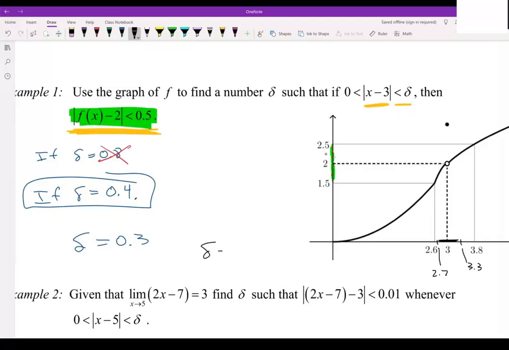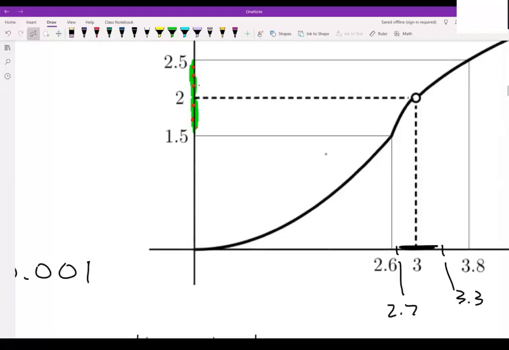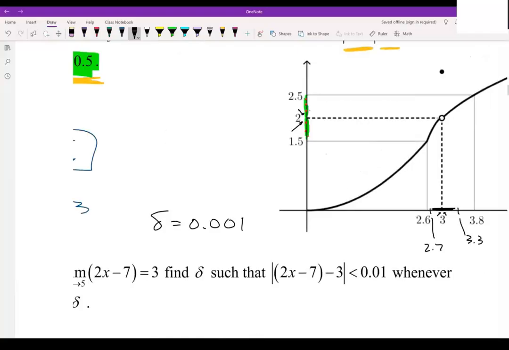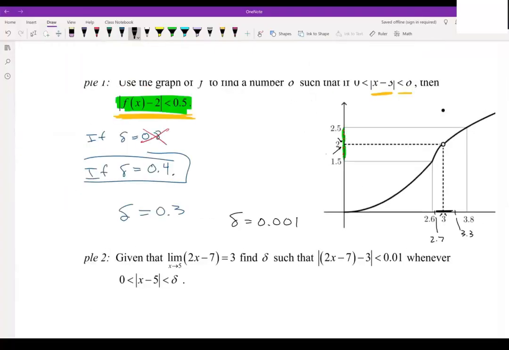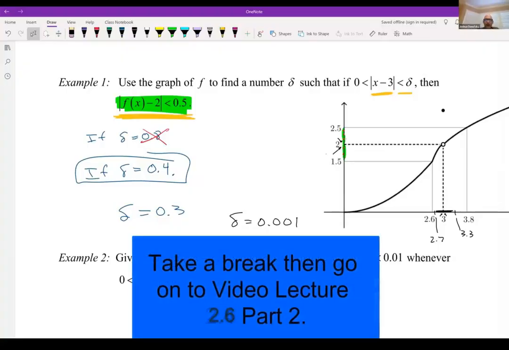You could say delta is equal to this if you wanted to. That's a tiny little neighborhood. That's going to put it there, and we're going to end up with y values between there and there, but they'll still be in the green region. So that's what they're getting at with this problem when they're asking us to find a delta that will satisfy that green inequality. All right.